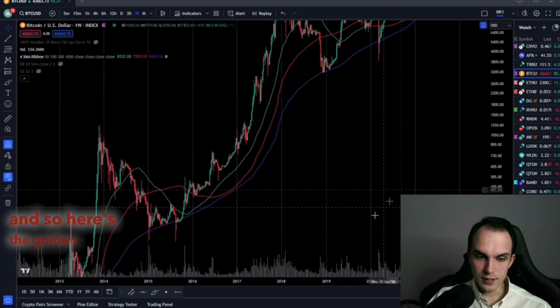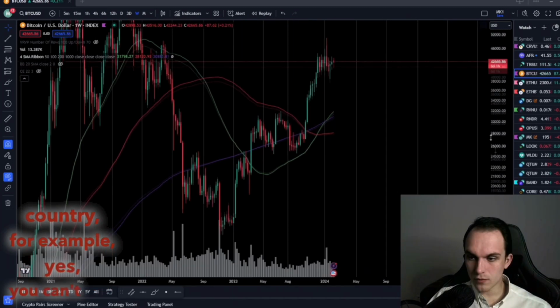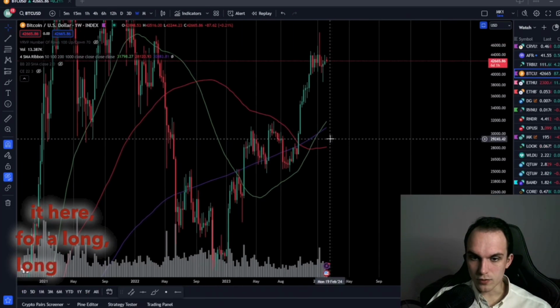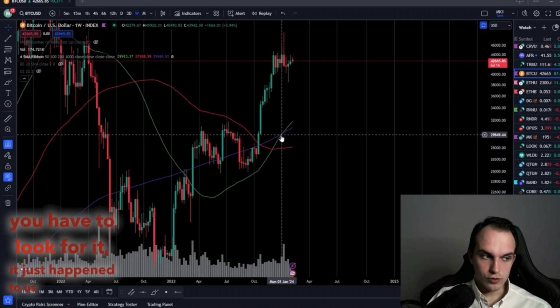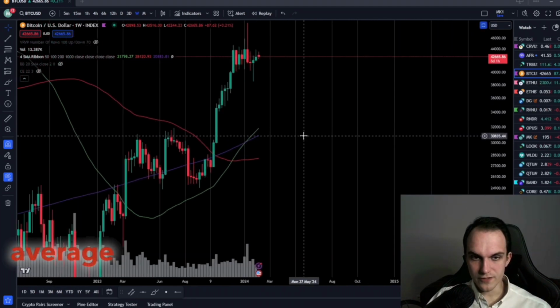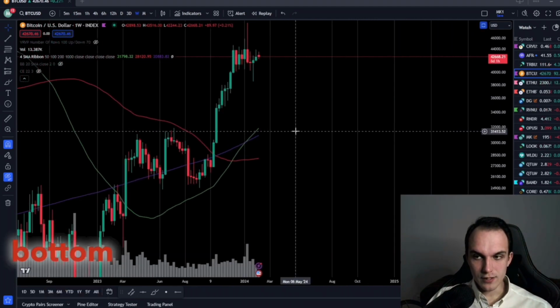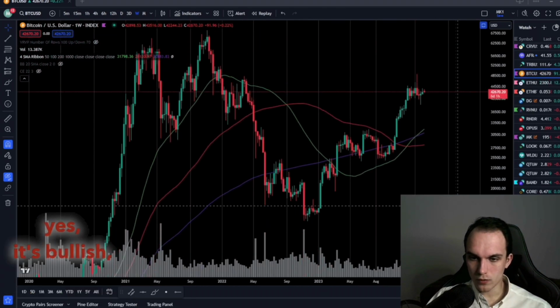And so here's the golden cross. Where did it happen in our country, for example? Yes, you can't find it here for a long time. Yes, you have to look for it. It just happened to us. How recently? Yes, that is. The 50th moving average crossed with 200 up, from the bottom up. This means a new round of the bull market. Yes, it's bullish, yes.